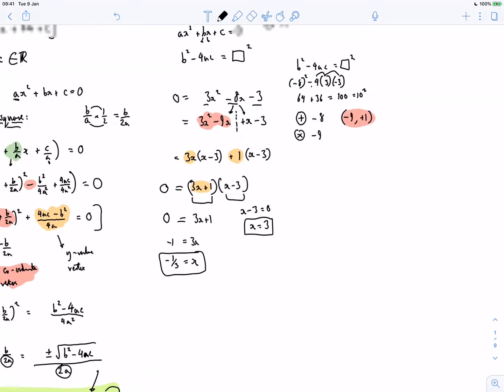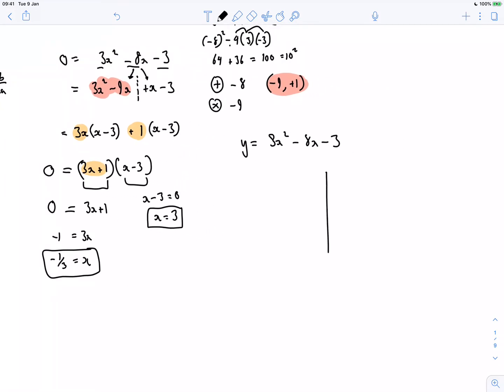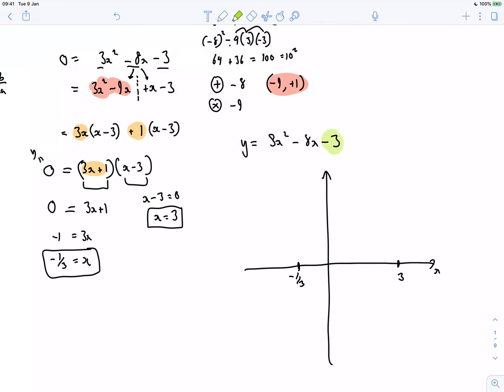Why is that useful? What does that mean? Well, it means if I was to plot y equals 3x squared minus 8x minus 3, then if I was to draw my coordinate axis, I know that it crosses the x-axis at 3 and minus a third, because on the x-axis that's when y equals 0, and I know the values for x for which y is 0. And I also know, funnily enough, where it crosses the y-axis, because the number term at the end, minus 3, tells us it's down here at minus 3.